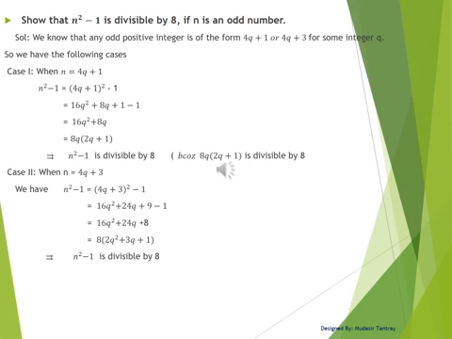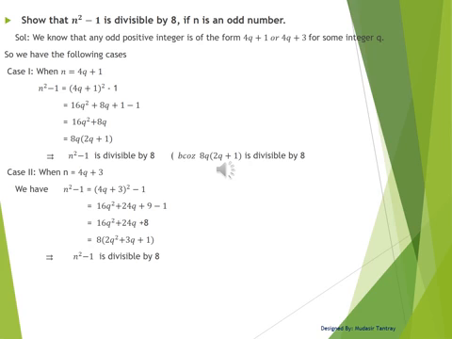Show that n square minus 1 is divisible by 8 if n is an odd number. Solution. We know that any odd positive integer is of the form 4q plus 1 or 4q plus 3 for some integer q. So we have the following cases.